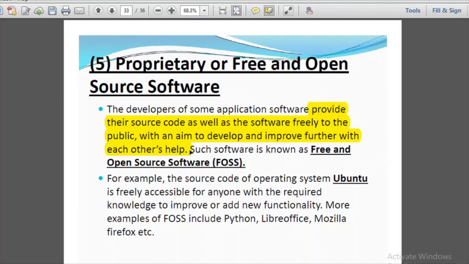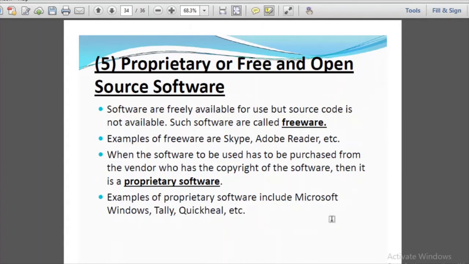So what they do is, they provide their software and source code, the coding that they have done, they also provide to the user, so that if anyone wants to make any improvement, they can openly do that. And it's not like anyone can do that improvement. You must have knowledge about doing that improvement. So they are called free and open source software. Ubuntu is one such example, and you can also say Python, LibreOffice, all these are examples of free and open source software.